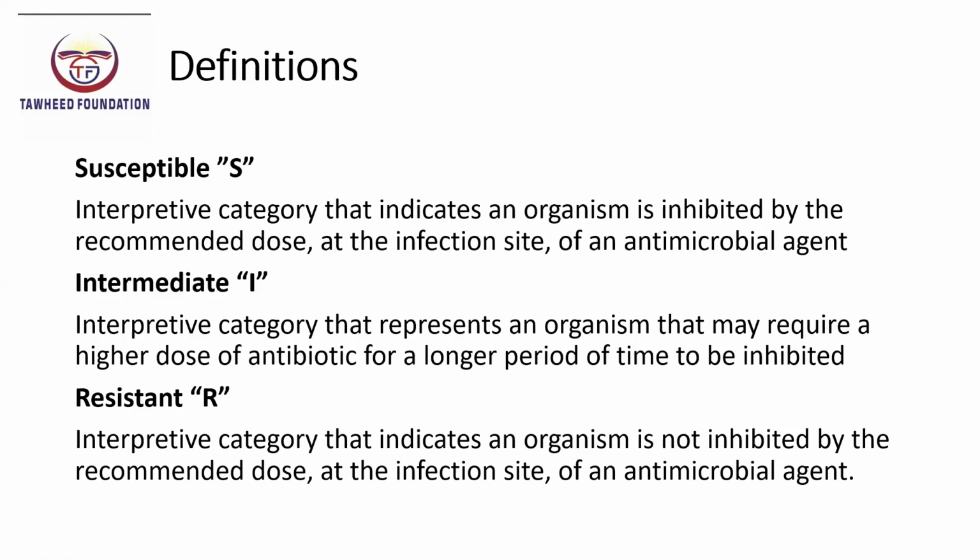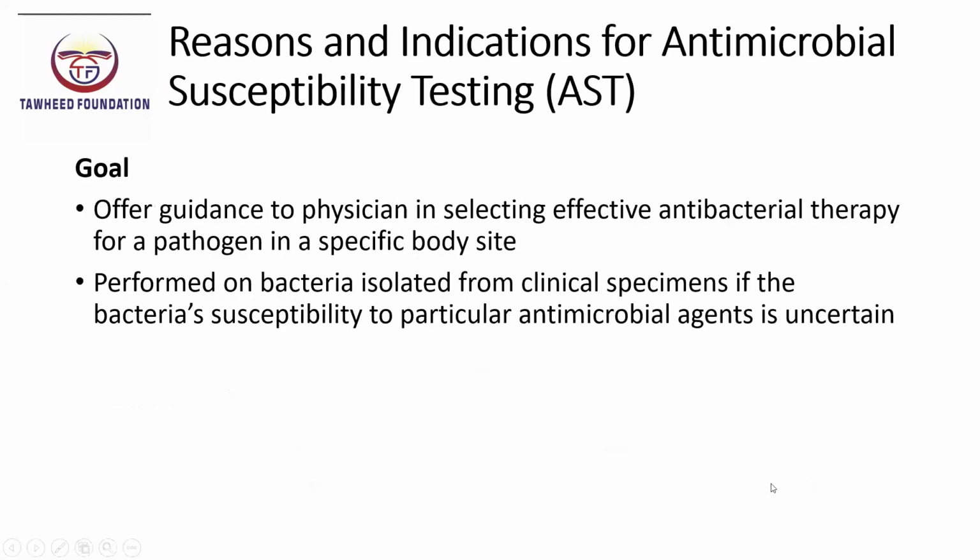Intermediate is the interpretive category that represents an organism that may require a higher dose of antibiotic for a longer period of time to be inhibited. Resistant is the interpretive category that indicates an organism is not inhibited by the recommended dose at the infection site of an antimicrobial agent.